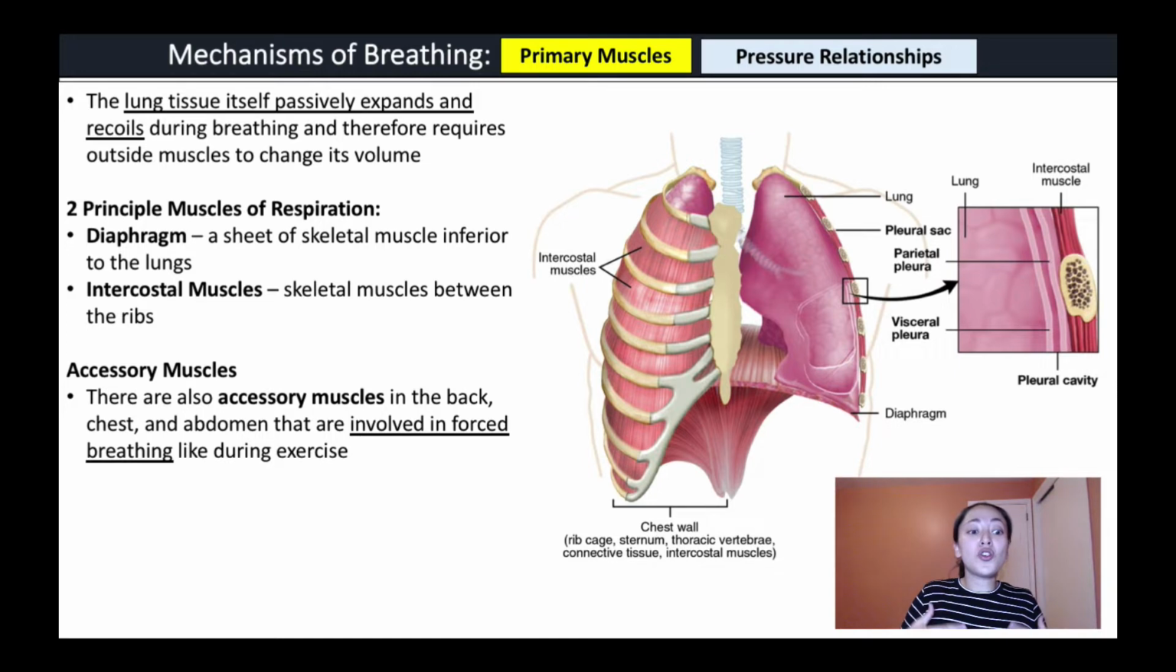Whenever you're doing forced breathing, like during exercise, there are also accessory muscles in your back, your chest, and your abdomen that help you bring in that extra air and forcibly exhale that extra air.